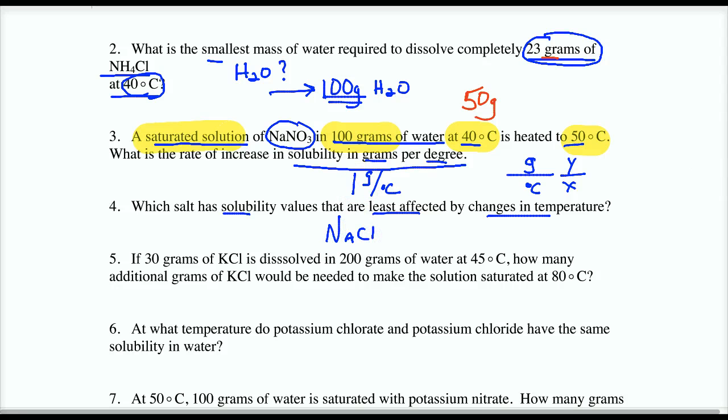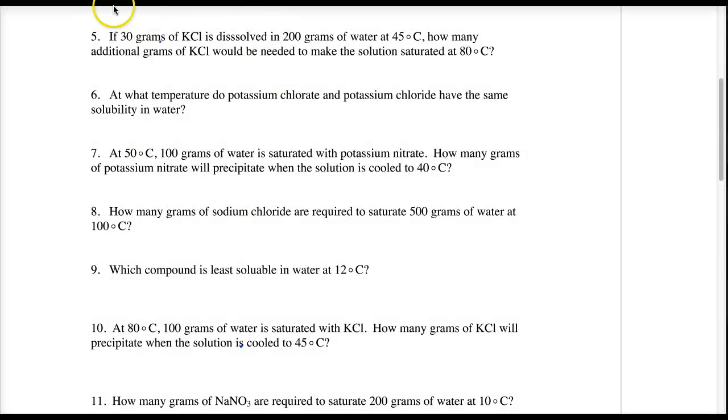Okay, number 5 is a good question. All right, so let's look at number 5 now. I'm going to up the ante a little bit. Let's see what kind of hints they're giving me and what hints they're not. So I've got 30 grams of KCl. That's my solute. It's dissolved in 200 grams of water, which is a big hint right here, and it's at 45 degrees Celsius. They want to know how many additional grams would be needed to make the solution saturated.